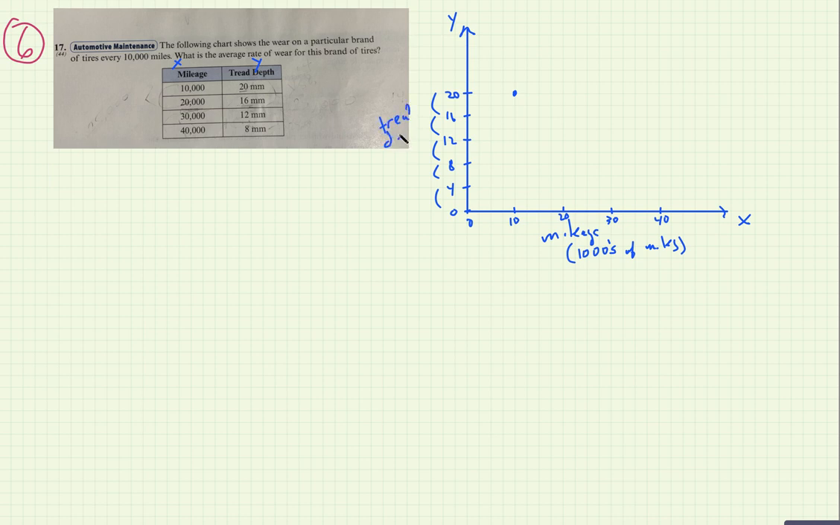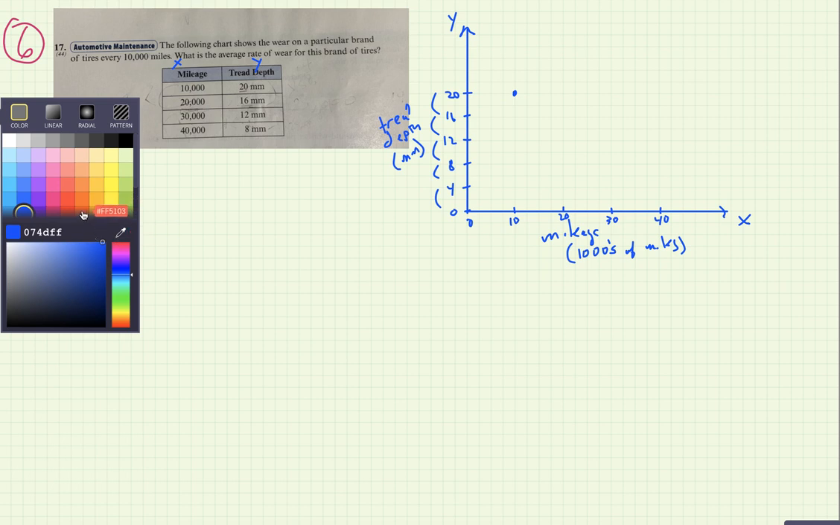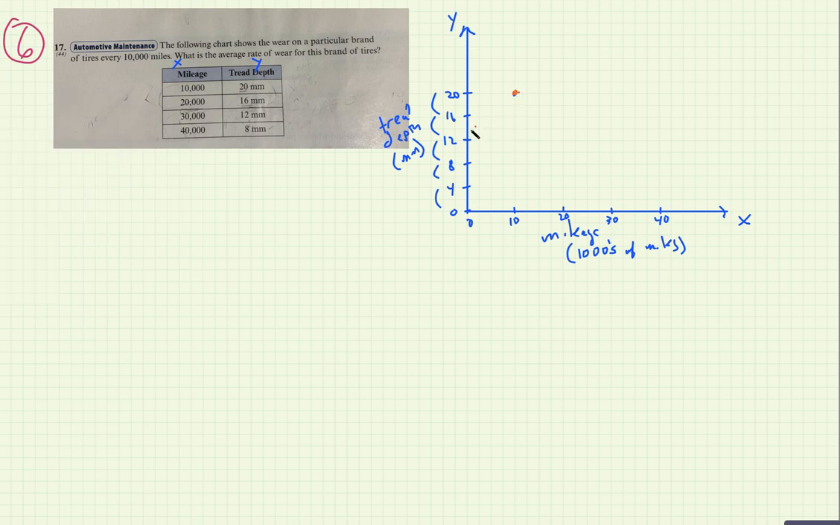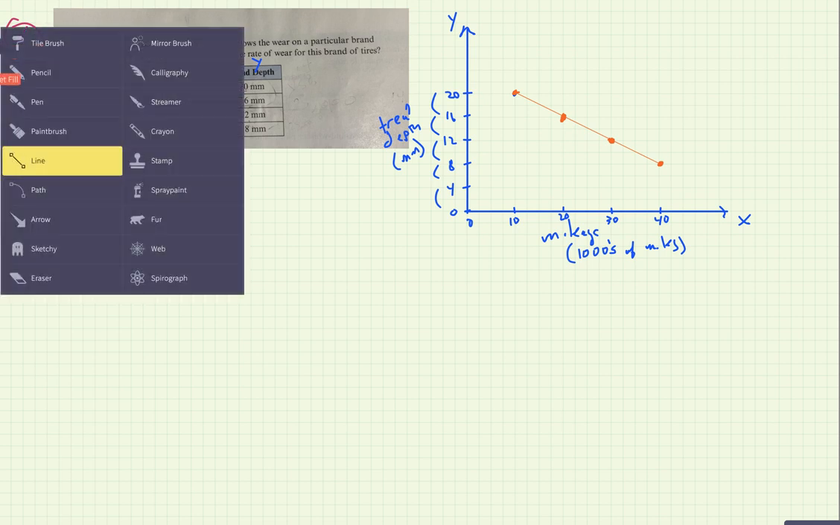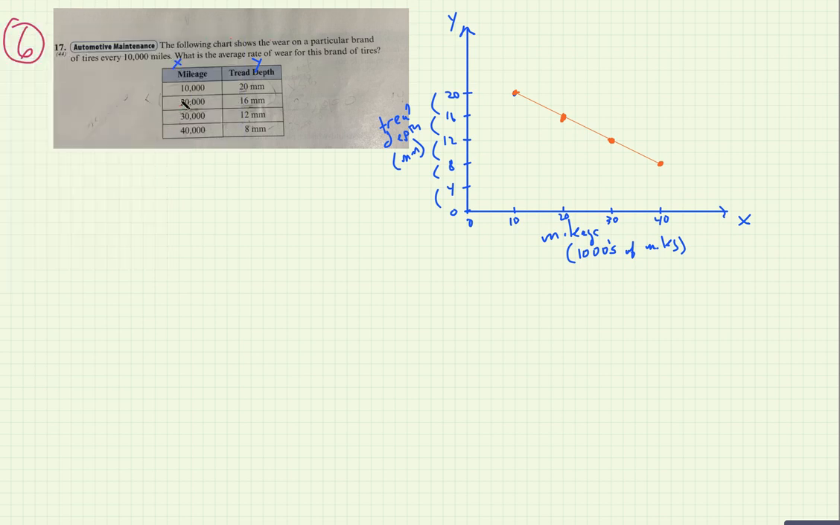And let's label, this is our tread depth. Tread depth in millimeters. All right, always label your graphs. So there's 10, let's do a different color. Okay, 20, 16, 20,000, 16, 30,000, 12, and 40,000, 8. So indeed, you can see that this is indeed a line, right? That is a line. So we have a linear equation.